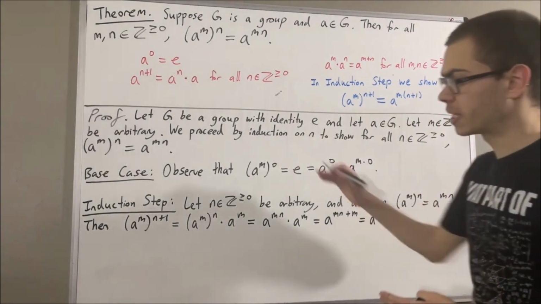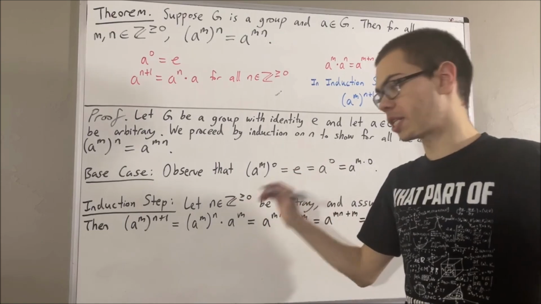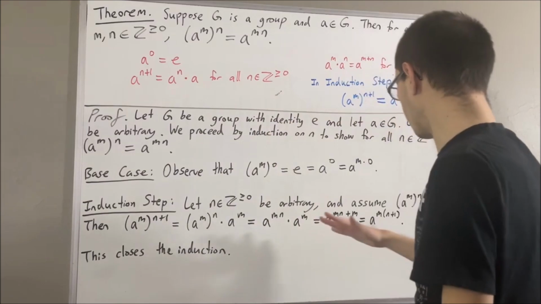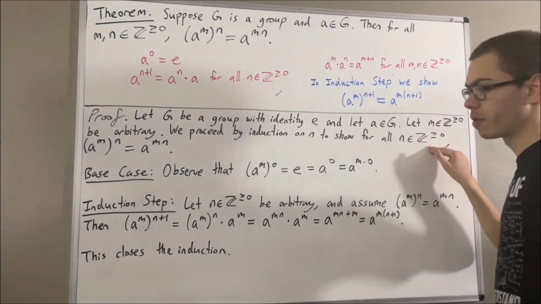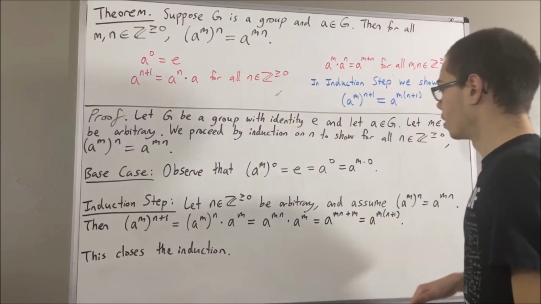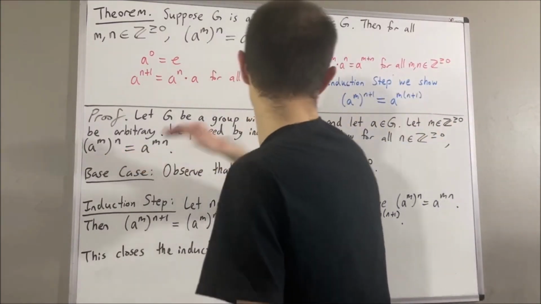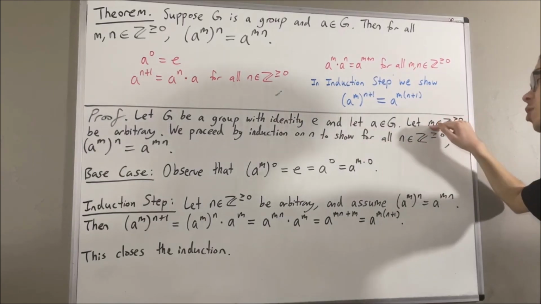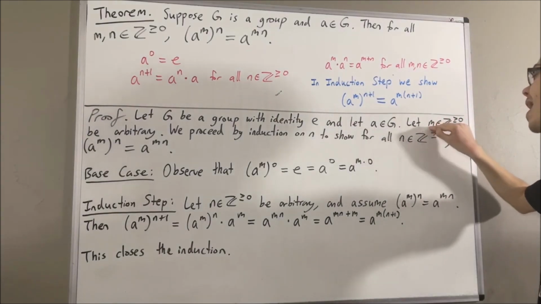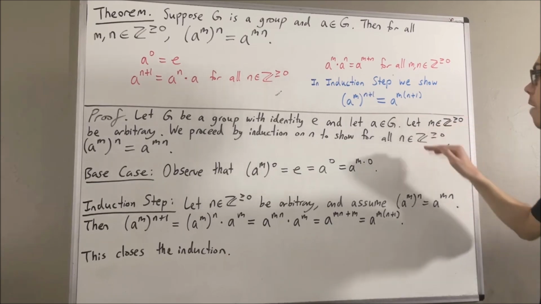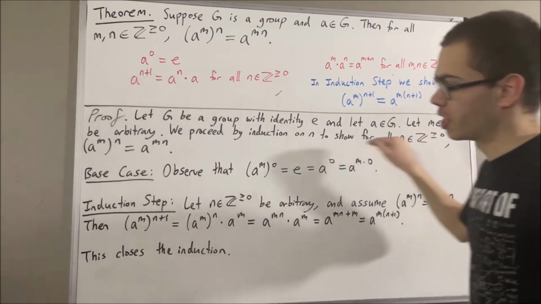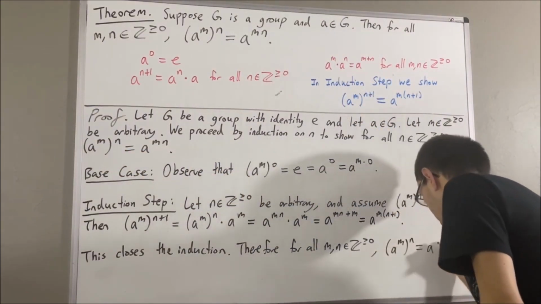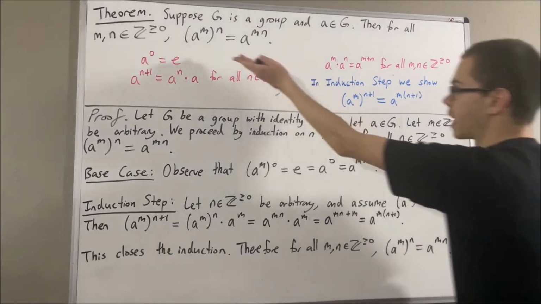Because we've completed both the base case and the induction step, this closes the induction. And so, this induction argument shows for all integers n greater than or equal to 0, this equality is true. And we proved that this was true for an arbitrary integer m greater than or equal to 0. Since m was arbitrary, this means we have shown for all integers m greater than or equal to 0, we have for all integers n greater than or equal to 0, this equality is true. And that is exactly what we wanted to prove.